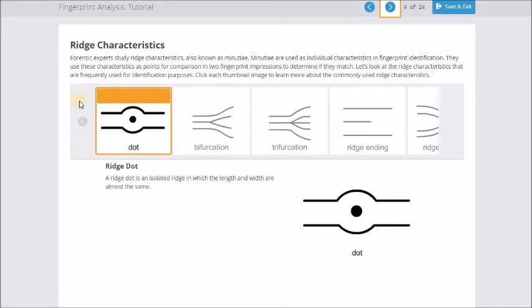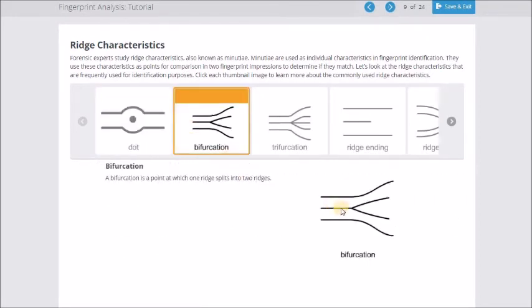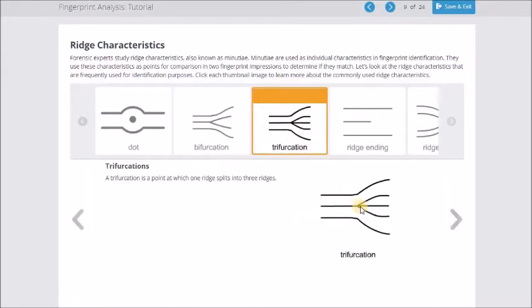Now, this is a little thing for you to work on. All right, we've got dots, something called a bifurcation. To bifurcate means to split. So right there where it splits, that's a bifurcation. So a trifurcation means it splits into three parts.